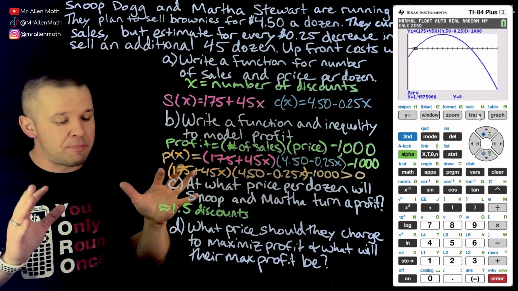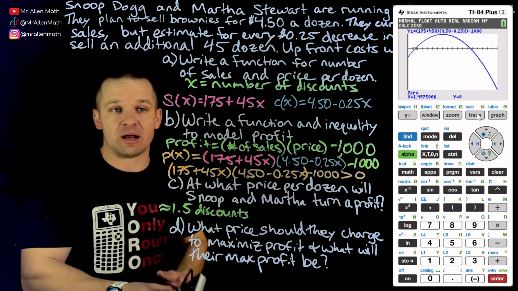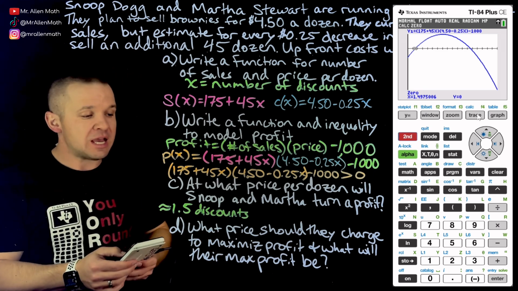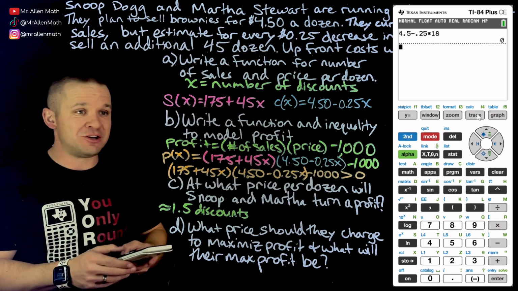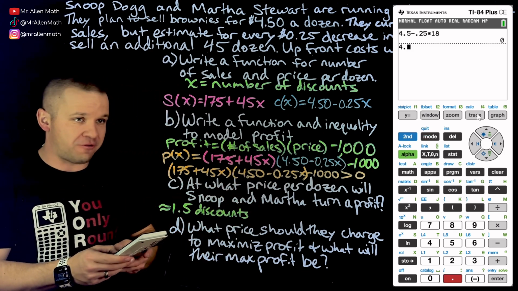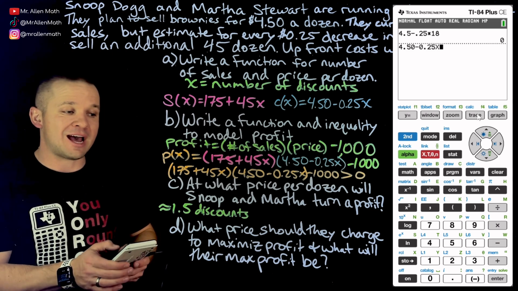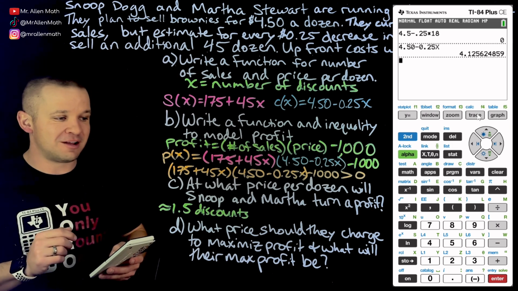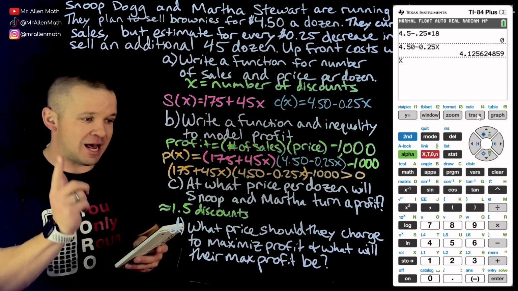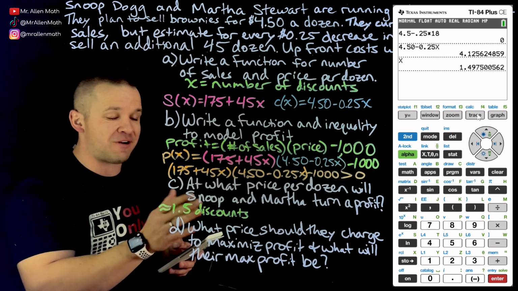But I'm a big Yoro guy. If you haven't seen, I got the shirt on. You only round once, so check this out. If I hit second quit, back to the home screen, if I do this guy, 4.50 minus 0.25x. This is pretty dope. Your calculator has stored, check it out, x equals, whoa, isn't that value right there the 1.4975, blah, blah, blah.